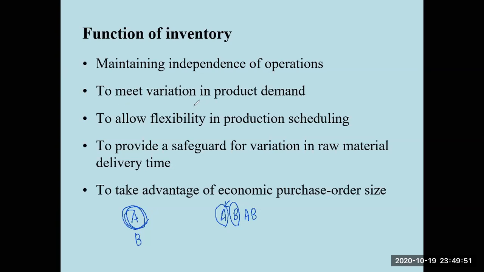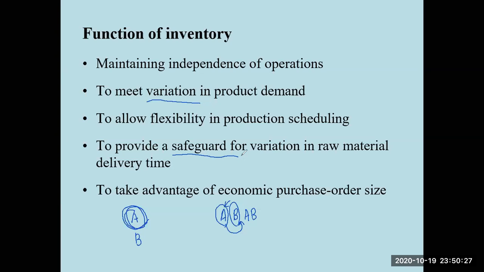And to meet variation in product demand: if demand increases and there is inventory, then they can meet that variation. Flexibility in scheduling, the same story. If there is enough inventory, then they can change the schedule. And then provide a safeguard. The same story, this is variation.